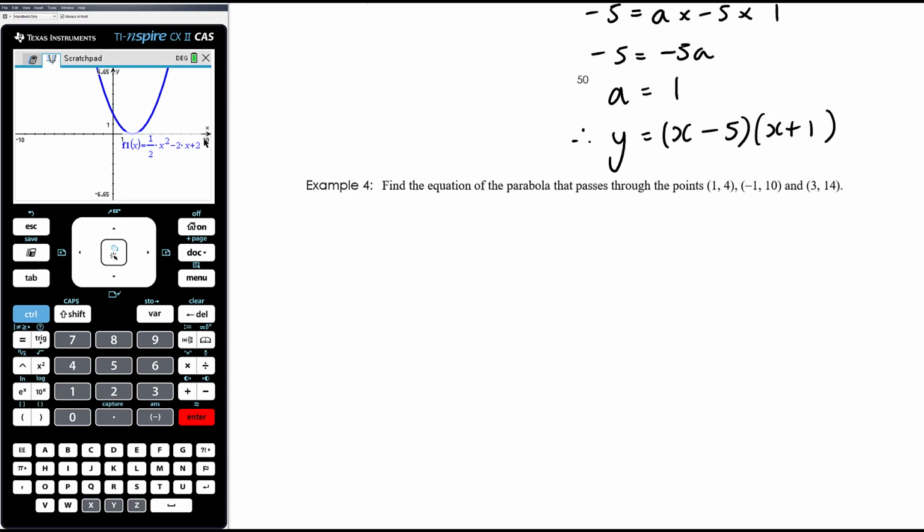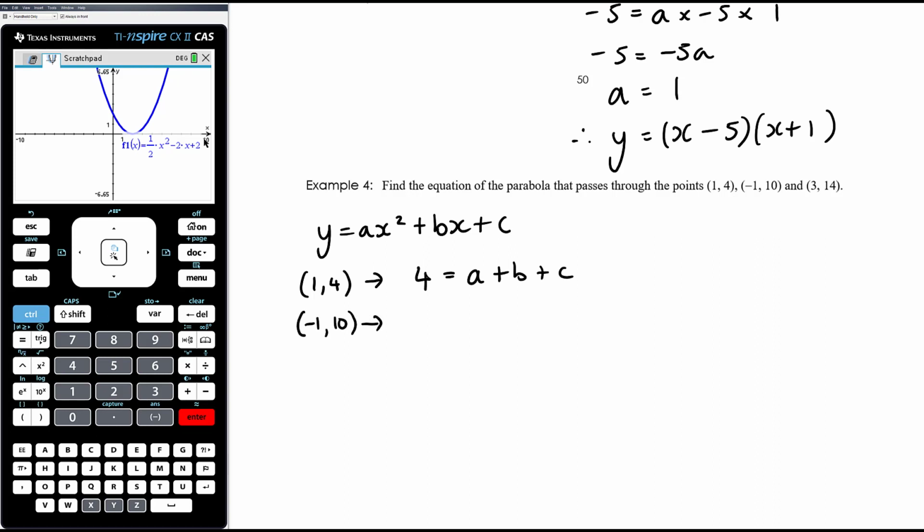Okay, so to be clear about what's happening here, what we would do is we would define a general quadratic, y equals ax squared plus bx plus c. And then we would sub in our 3 points. So if we sub in the point (1, 4), when x equals 1, y equals 4, so we get 4 equals a plus b plus c. When x equals -1, y equals 10. So we get 10 equals, now -1 squared is +1, so that'll be a, -1 times b is -b, plus c.